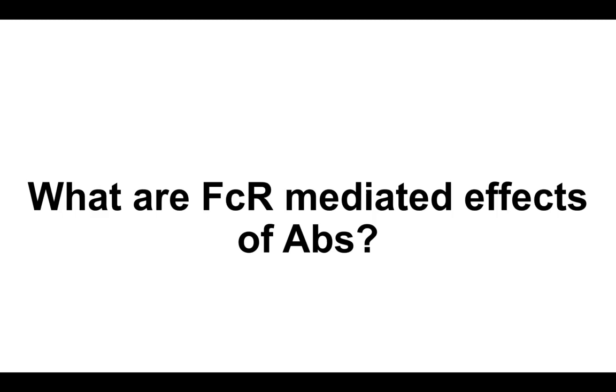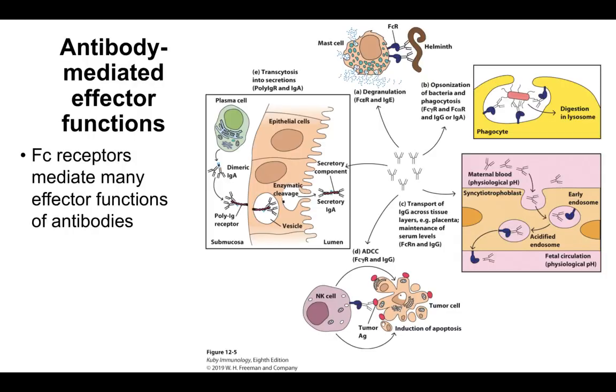What are Fc receptor mediated effects of antibodies? If you look at some of the main cells that have Fc receptors, mast cells have Fc epsilon receptors that can bind to IgE and bind to pathogen to cause the degranulation. Opsonization can be enhanced by IgG binding to Fc gamma receptors, so enhance the eating and destroying of pathogens by a phagocyte through antibody bound to the antigen, and then the antibody also binding to the Fc receptor.